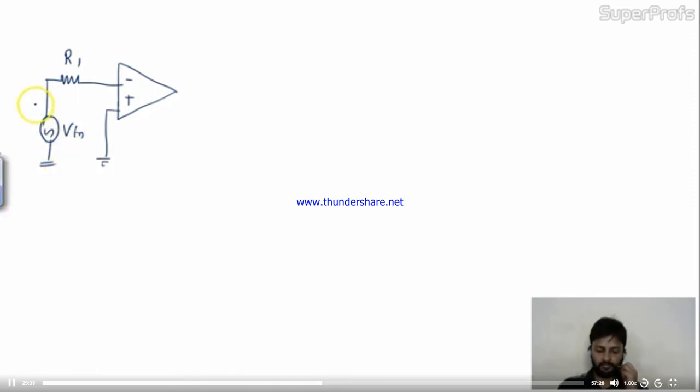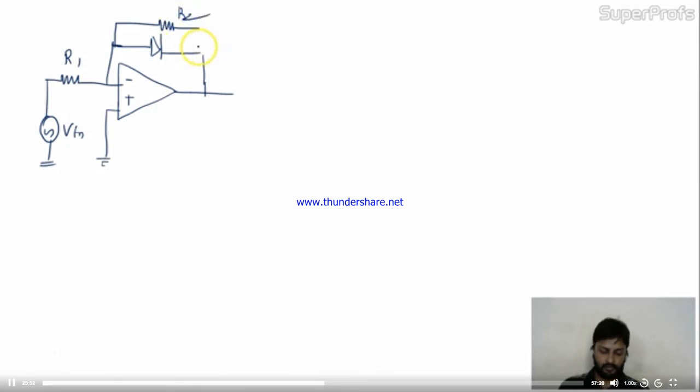No problem. Over here, you have a diode circuit like this, R2, and here it's like this, and here is your output V0. Okay friends, everything is fine.